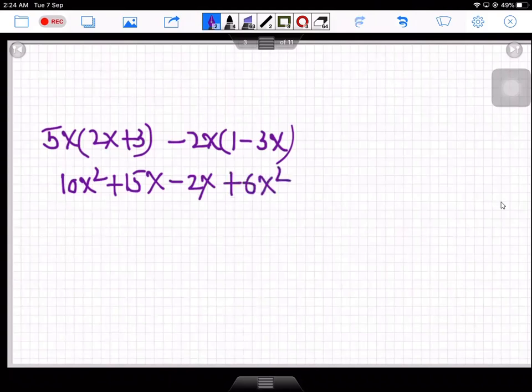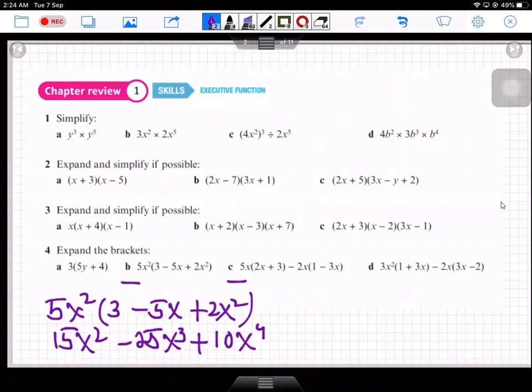Now we can see that there are two terms related to x square and two terms related to x. So these can be further simplified. So 10x square plus 6x square is 16x square, and 15x minus 2x is positive 13x. And this is supposed to be your final answer to question number 4, part C. All right, so you can solve question number 4, part D on your own. Let's move on to further questions of this exercise.